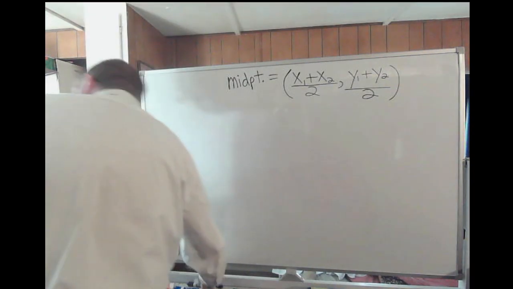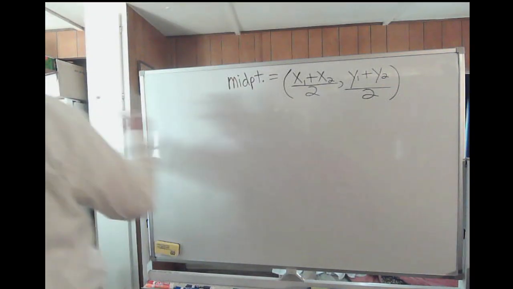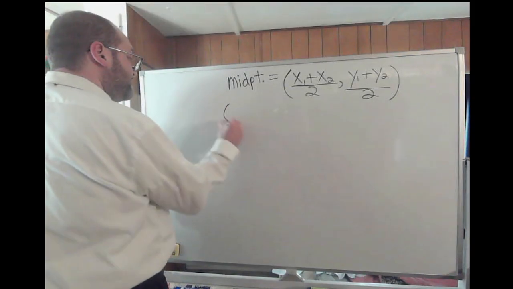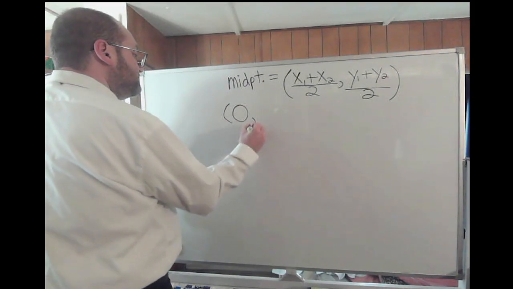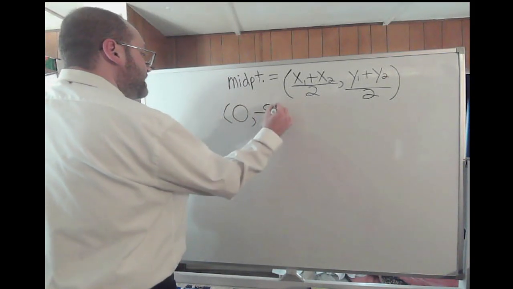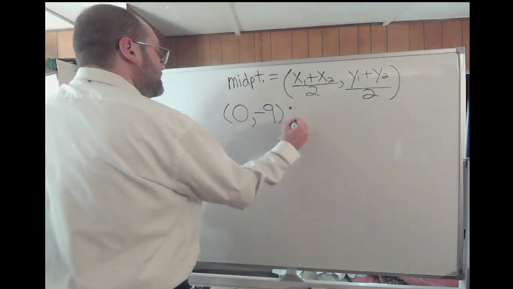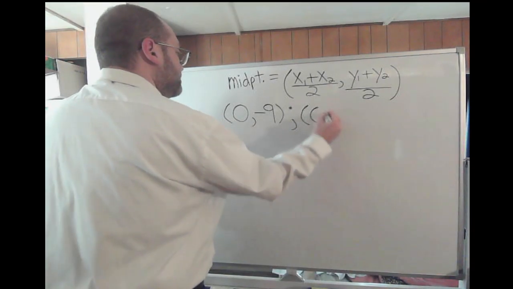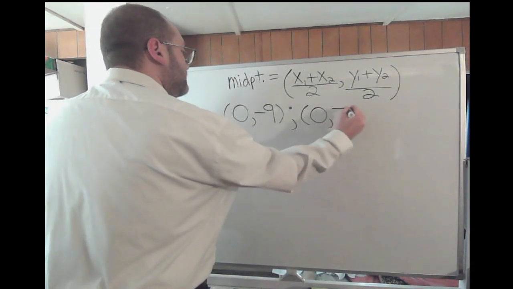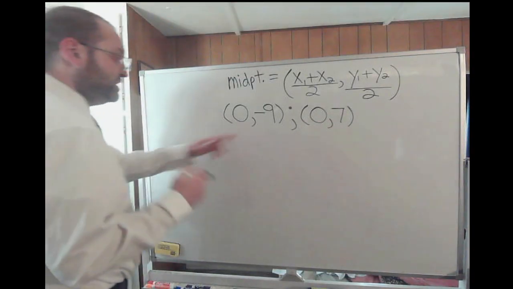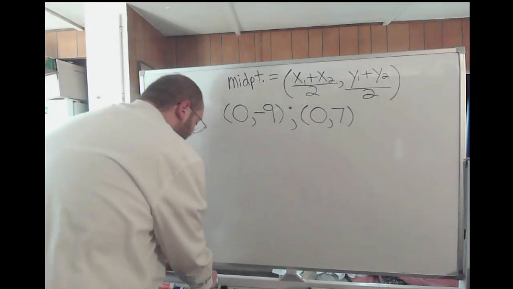Alright, what is the next one I'd like to do? We're going to find the midpoint of 0, -9 and 0, 7. So now we're going to find the midpoint of 0, -9, and 0, 7.